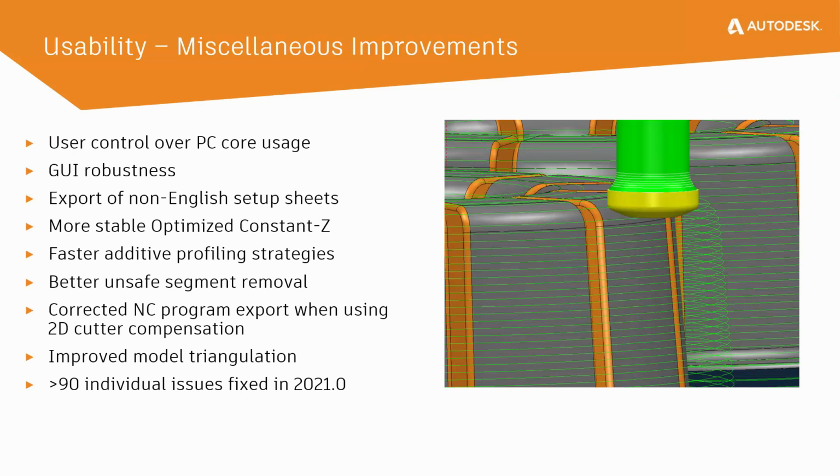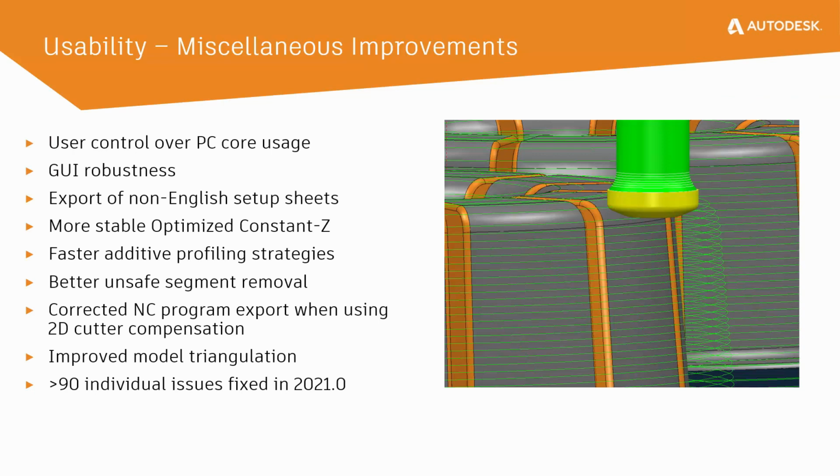A couple of other highlights to pick out. We've improved the stability of our optimized constant Z toolpaths, so you'll see that the program produces better quality toolpaths more reliably, with fewer instances where PowerMill becomes unstable, requiring you to restart the software. We've also improved the reliability of our unsafe segment removal tools. So that results in PowerMill removing unsafe segments only and not accidentally or inadvertently removing safe segments. So again, quality of life, quality of toolpaths has been much improved.